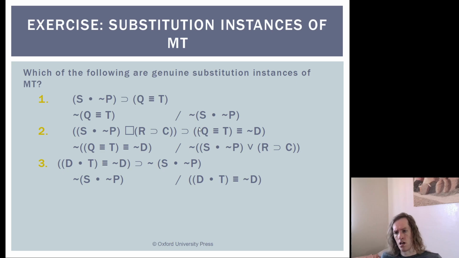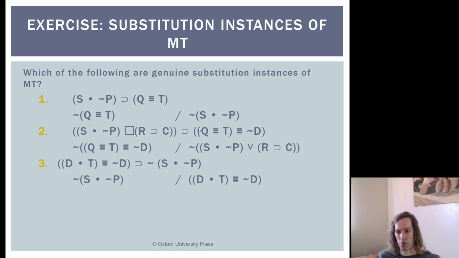All right, number three. Here, the antecedent of our conditional is D and T, if and only if not D. If D and T, if and only if not D, then it is not the case that S and not P. Our second premise is it is not the case that S and not P. And then our conclusion is listed as D and T, if and only if not D. This is incorrect. This would just be an example of affirming the consequent.